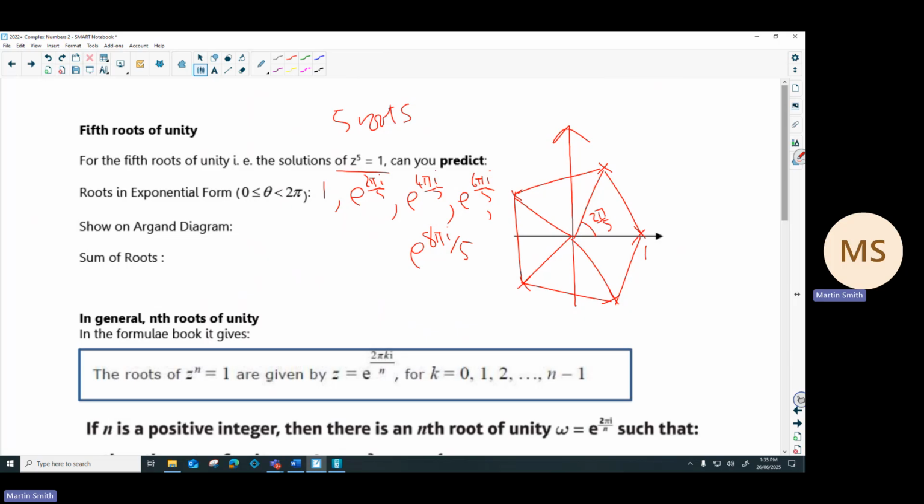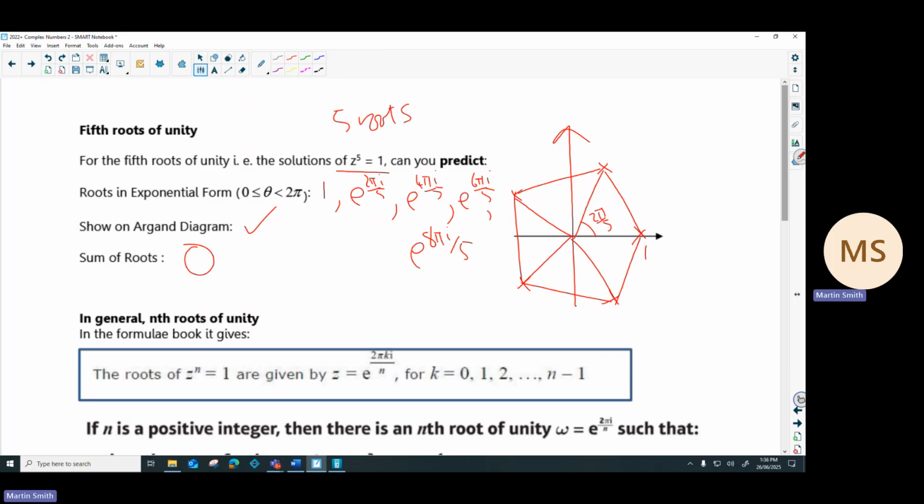Those are the complex solutions of the equation z to the 5 is 1, written in exponential form. If you wanted them in x plus yi form, you could convert them on your calculator. I've shown them on a diagram, and the sum of the roots, if you convert them into x plus yi form and add them together, they all cancel out to give 0. The reason really is they are equally distributed around 0, around the origin, on an Argand diagram.